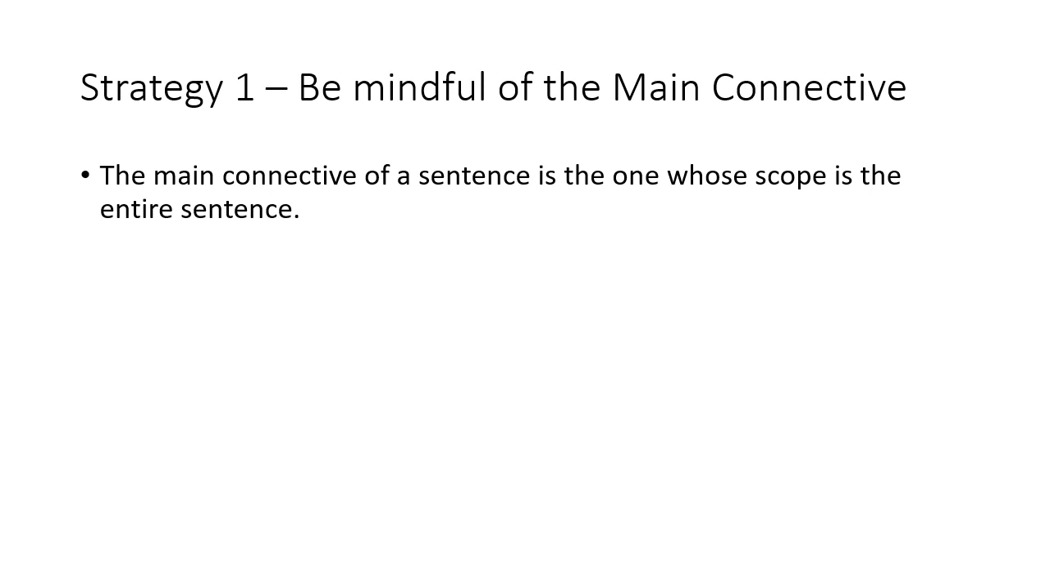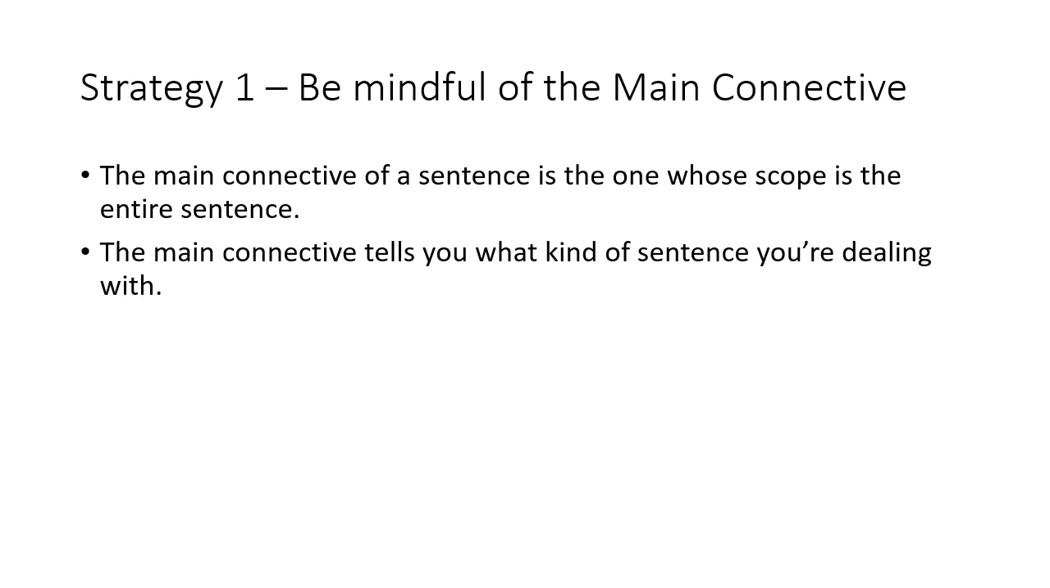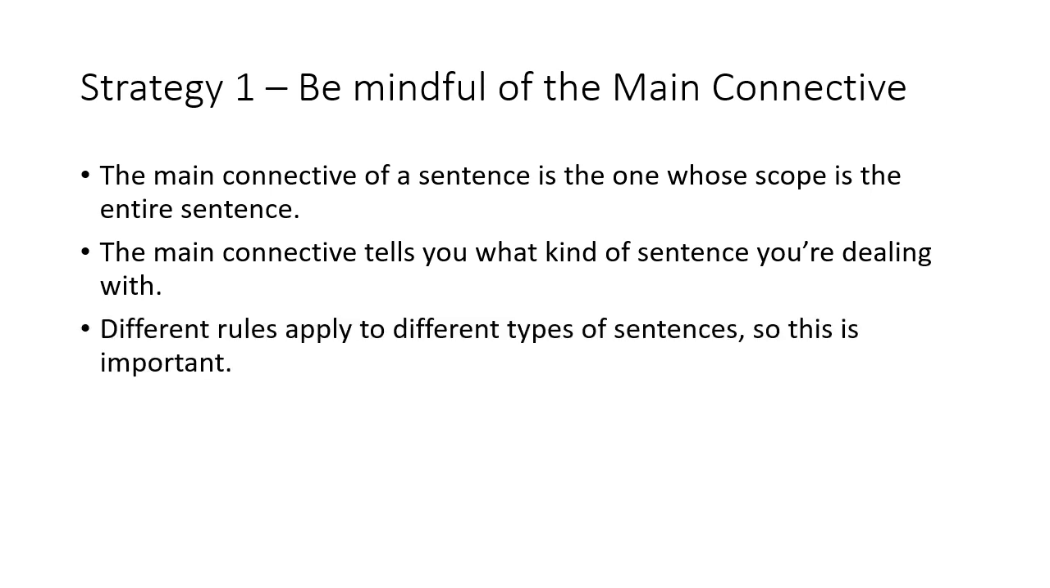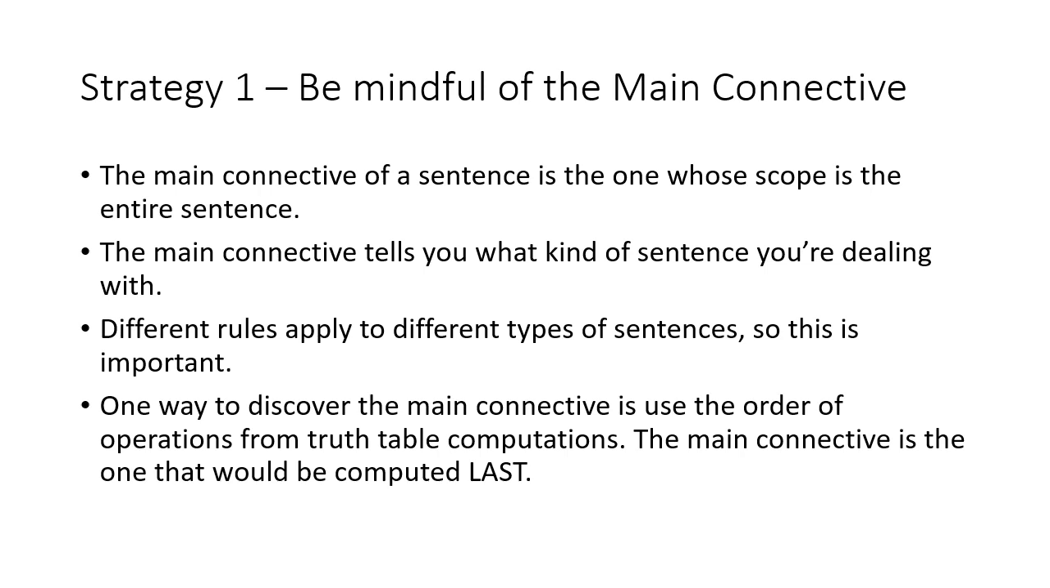The main connective is the one whose scope is the entire sentence. Some connectives only affect a part of the sentence, whereas the main connective affects the entire sentence. So it tells you what kind of sentence you're dealing with, and of course different rules apply to different types of sentences. It's important to know which thing is the main connective.